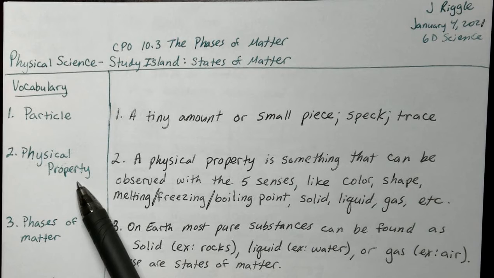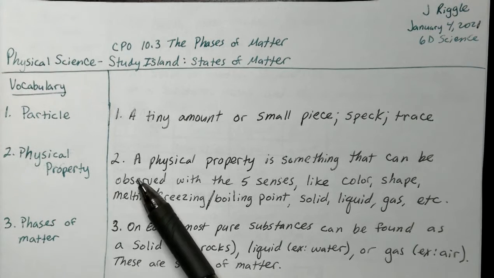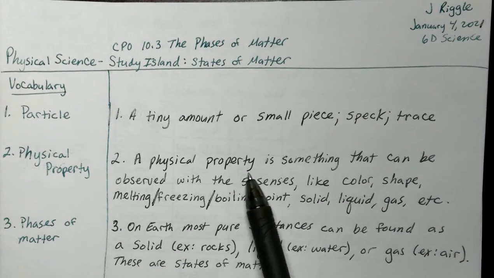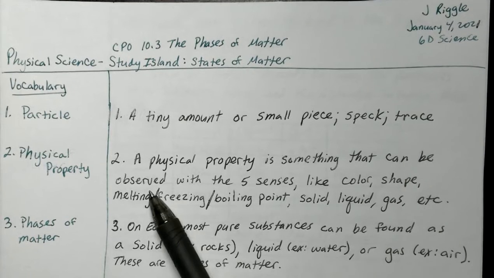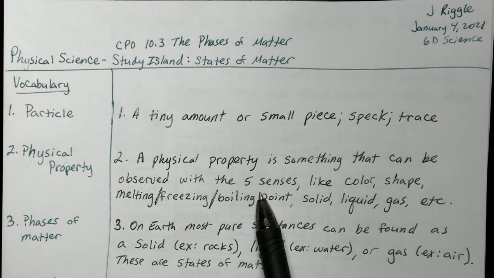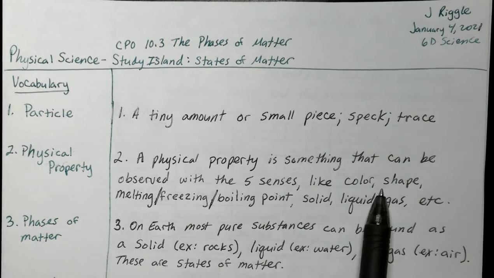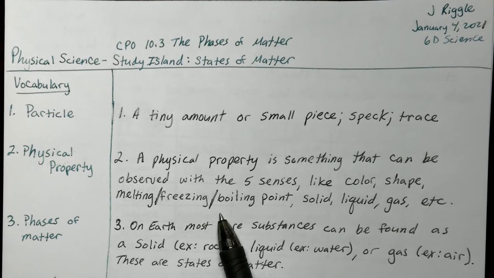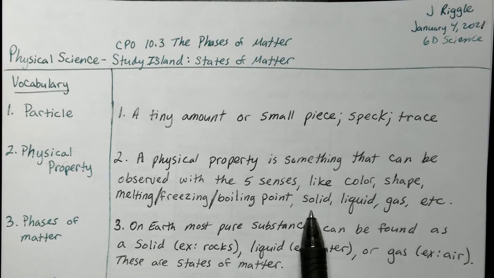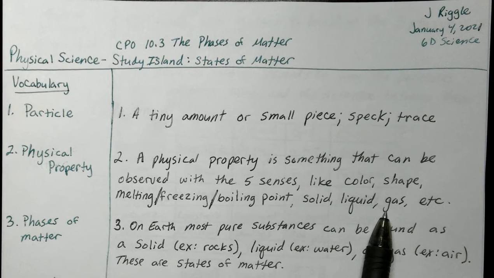Physical property, number 2. A physical property is something that can be observed with the 5 senses, like a color, a shape, melting, freezing, or boiling point. Is it a solid, a liquid, or a gas? What does it smell like? What does it feel like? What does it taste like? Those are physical properties.